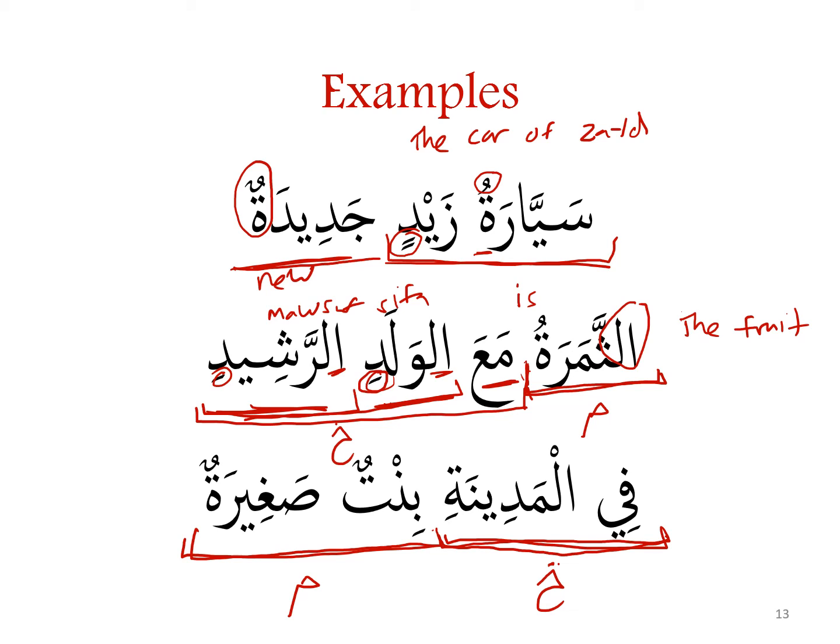Now the reason that they've swapped is because the mubtada, the topic of the sentence, is indefinite. It's an indefinite mawsoof sifa phrase. And when you have an indefinite mawsoof sifa phrase, that comes afterwards in the sentence generally. But it's still the mubtada, and this is still the khabar. They've just swapped places. So bintun saghiratun means a small girl. Fil madinati means in the city. So you would say a small girl is in the city.